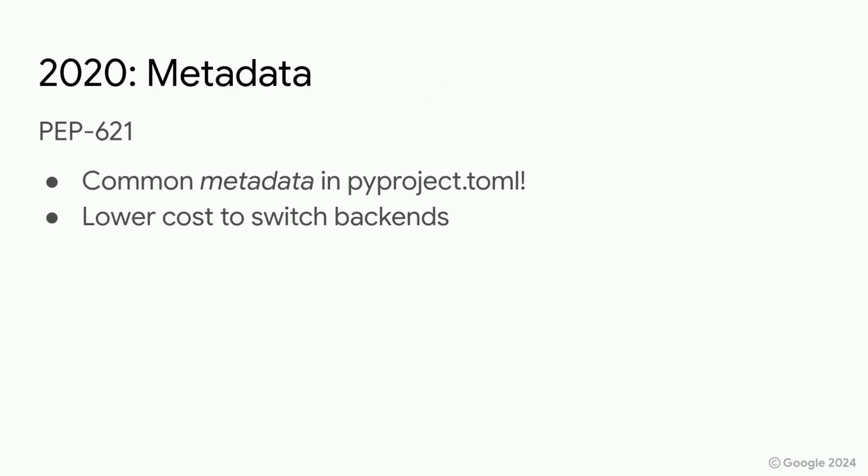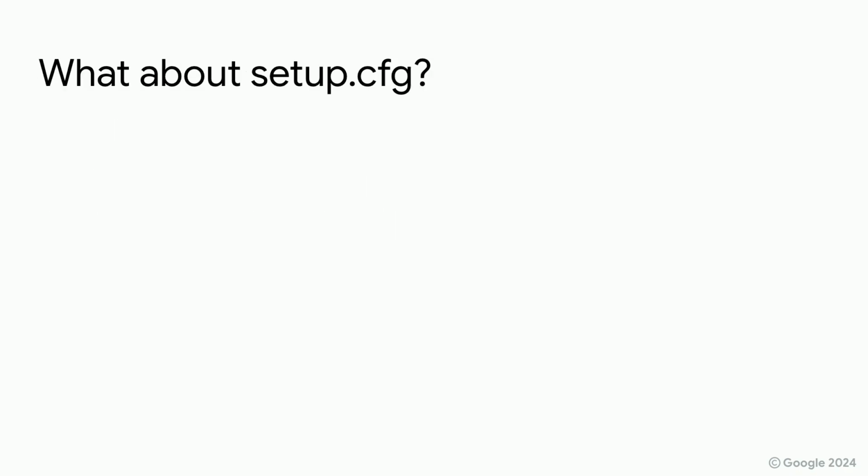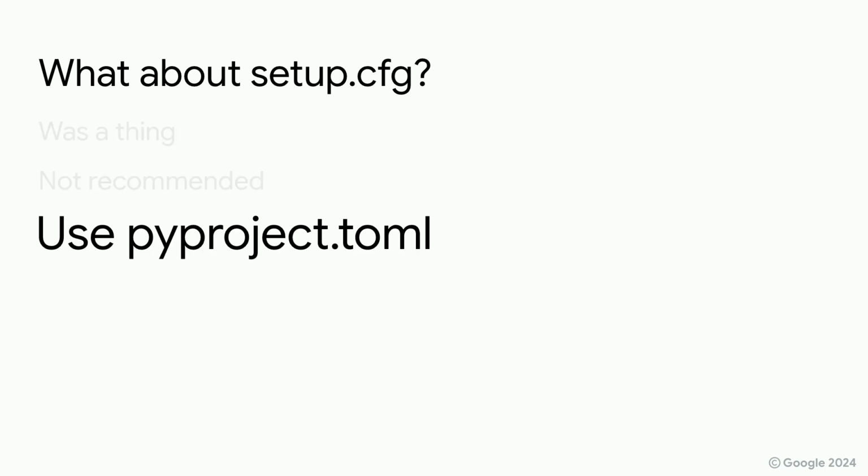So in 2020, the problem was solved with another PEP, PEP 621, where common metadata in pyproject.toml is included. And this means that build backends don't have to do it themselves. They can all share the same set of metadata. And that makes it easier for you to pick which backend you want to use for doing your building. So what about setup.cfg? That's a question at the start. It was a thing. It's not recommended to be used anymore. You should be using pyproject.toml.